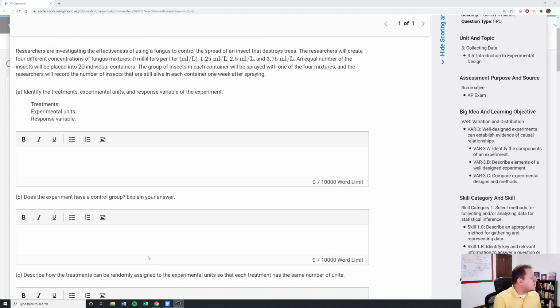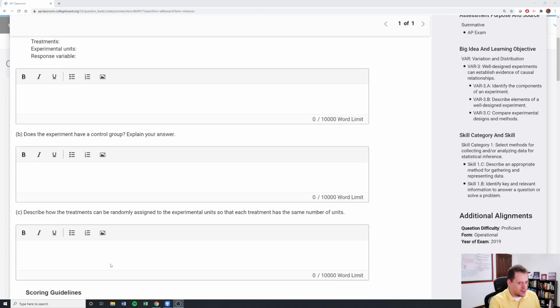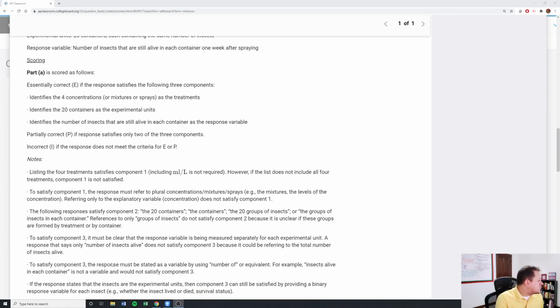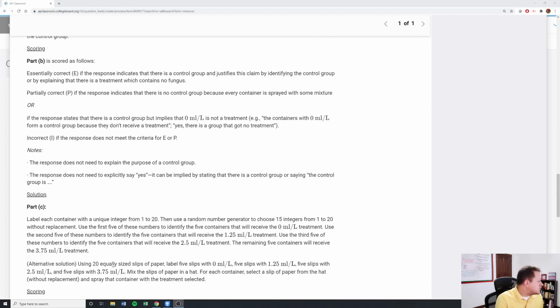Cool. Part C. Describe how the treatments can be randomly assigned to the experimental units so that each treatment has the same number of units. You had to know that was going to be one of the parts, right? So the way that I covered it in the video from last time is you can use a random number generator or a random number table. There is a third method that you're going to see here that you could have used. I'm going to advise you against using that. So we're going to go straight down here to their solution.